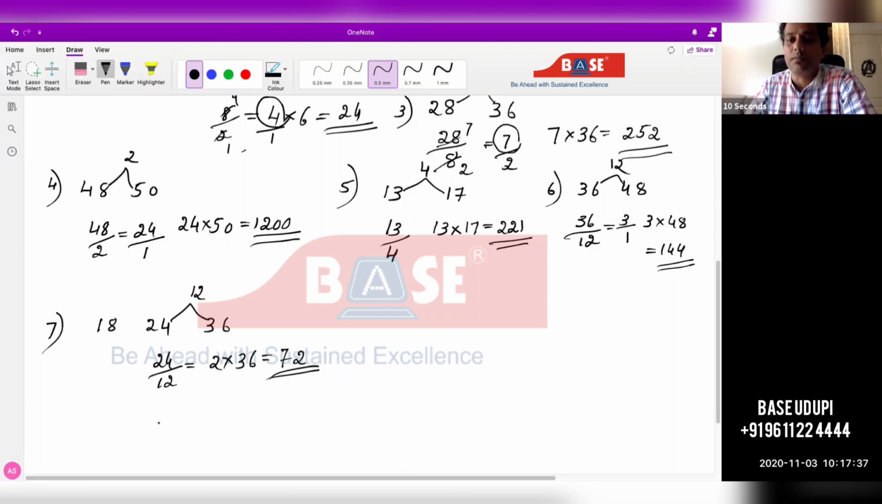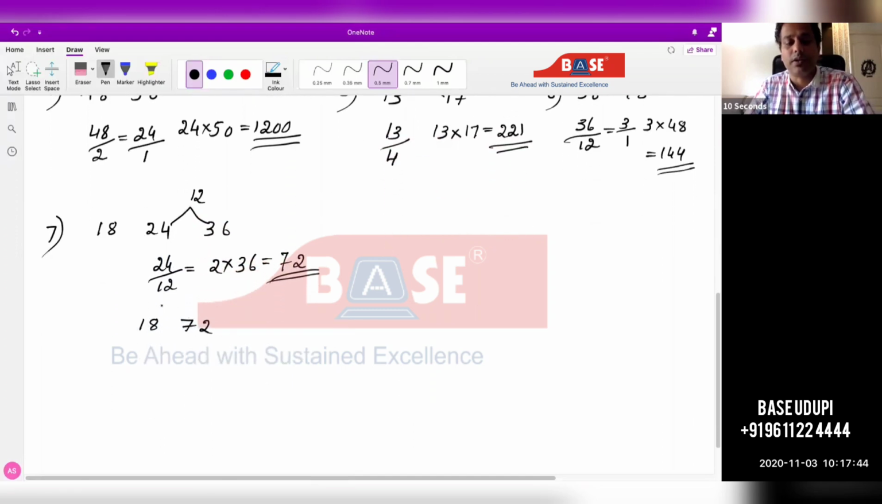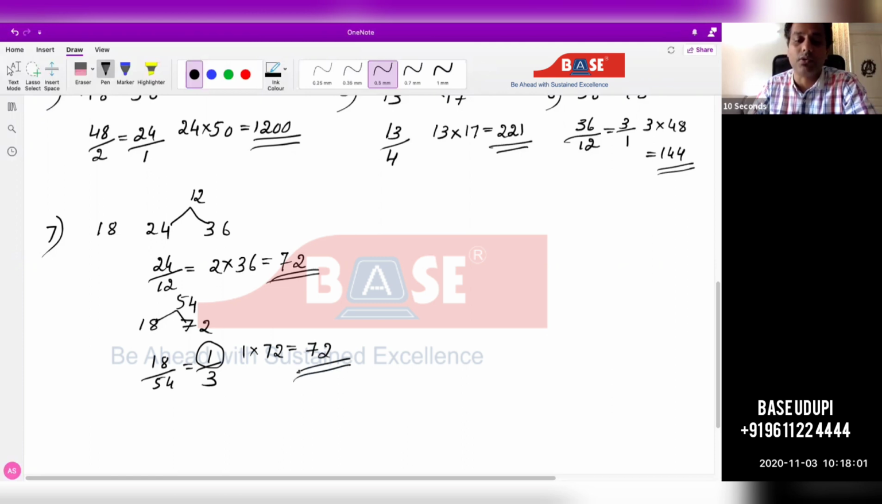Or if you want to confirm that once, you can take 18 and 72. If you take 18 and 72, the difference is 54. 18, if I divide by 54, 1 divided by 3. Remember, you need to take only the numerator 1 and multiply with the other number 72. The answer is 72. So 72 is divisible by 18. Obviously, 72 is the LCM, but we cross-checked it once. When we cross-check, you can clearly see the answer is the same.